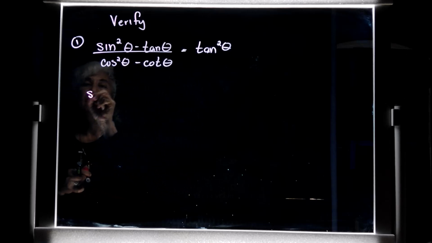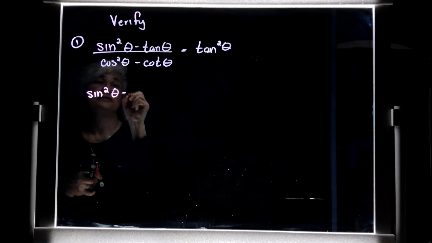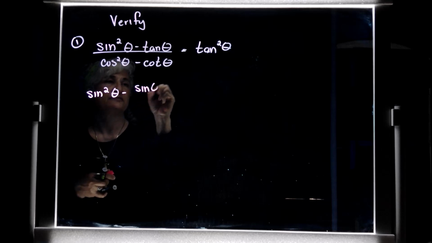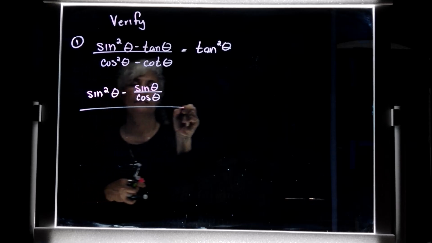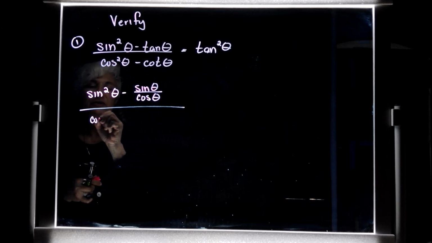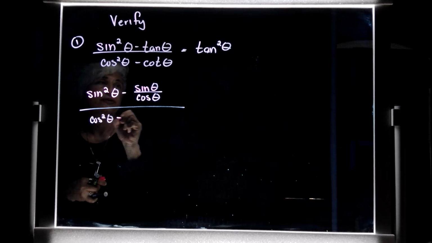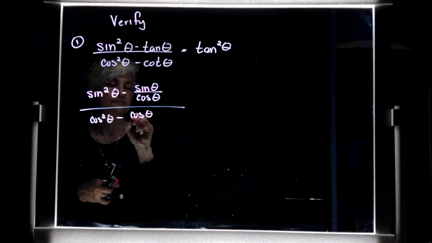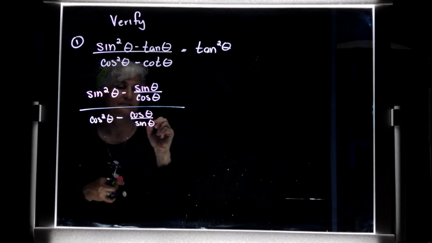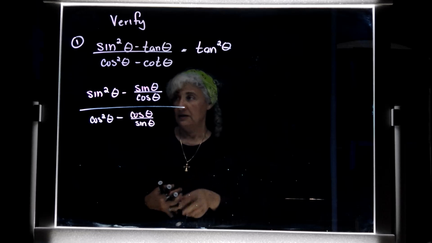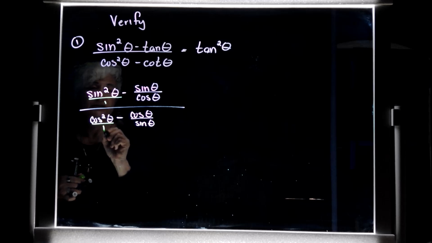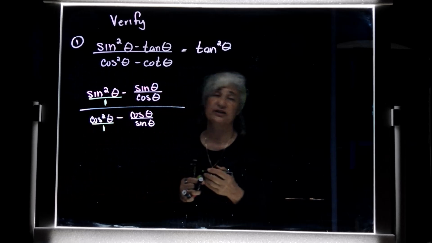So, I have sine squared theta. How do you write tangent? Sine over cosine, good. Remember to put the thetas in there. And in the denominator, I've got cosine squared theta. How do you write cotangent? Cosine over sine, good. Now technically, this has a denominator of 1, so I'm basically subtracting fractions, right?